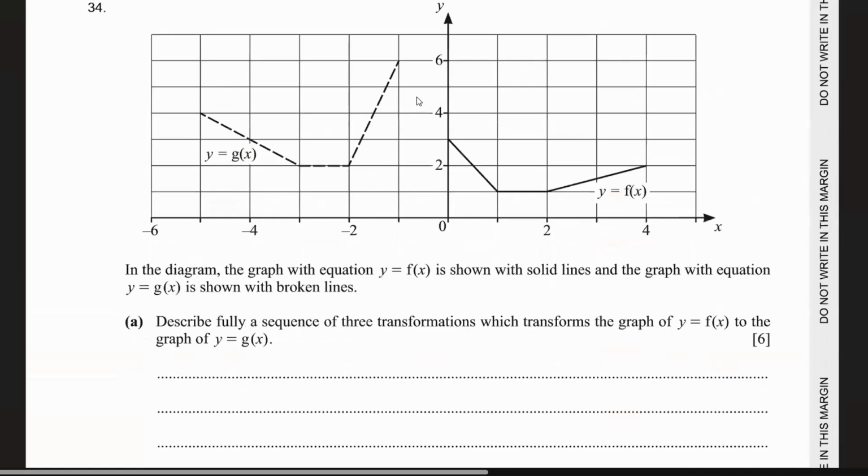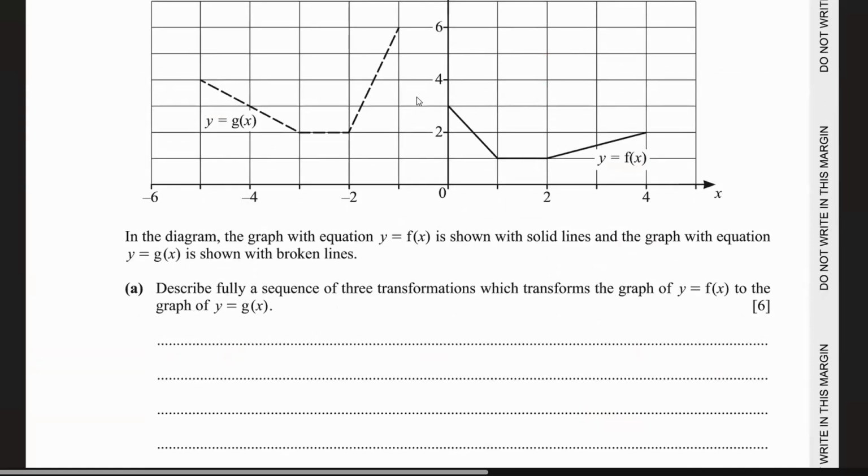Another example. Here it says, in the diagram, the graph with equation y equals f of x is shown with solid lines, and the graph with equation y equals g of x is shown with broken lines. So in A, describe fully a sequence of 3 transformations which transforms the graph of y equals f of x to the graph of y equals g of x. Right, so we're going to use the same approach, all right? Check for reflections, stretches, and finish with checking for translations. All right, so there seems to be a reflection here, and it's a reflection in the y-axis.